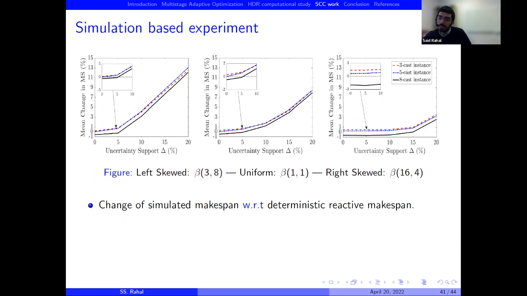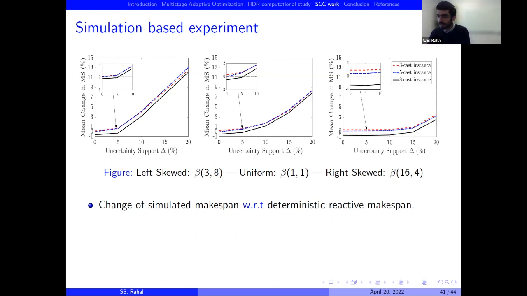this figure outputs the mean change in makespan with respect to the deterministic reactive scheduling for the 3 different distributions. So one thing we notice is that for large values of the uncertainty support, or the truncated uncertainty support, on a mean-based performance, the hybrid schedule is basically comparable, if not superior, to the deterministic reactive makespan. And this is achieved while implementing a lower number of rescheduling events. So you're doing less effort and you're getting a better solution, better output.